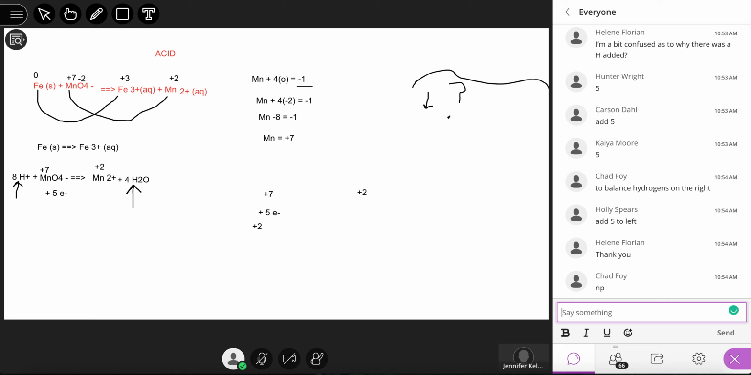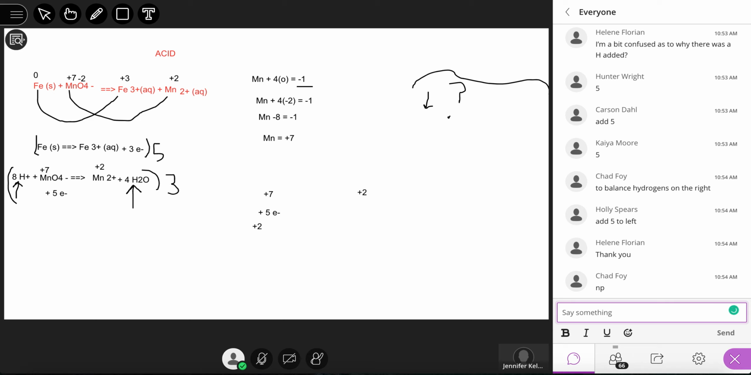Right? On the top, I've got 3+ on the right and neutral on the left. So I'm going to have to add some electrons on the right. That's good, but I have 3 electrons on the iron one and 5 electrons in the manganese one. So I'm going to multiply my equations. I'm going to multiply this one by 5, and this one by 3.